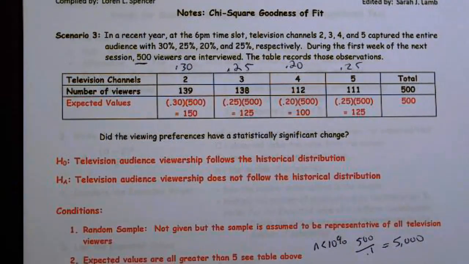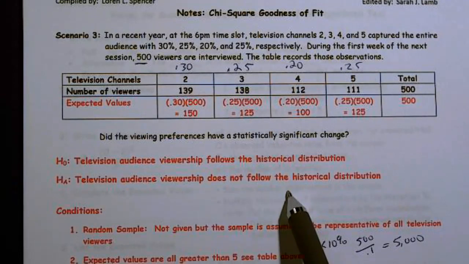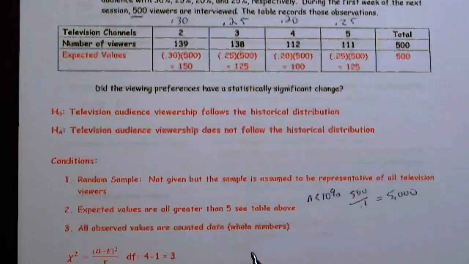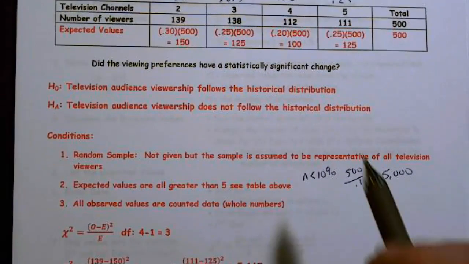The null: television audience viewership follows the historical distribution, or the previous year's. The alternative: television audience viewership does not follow the historical distribution. Conditions: a random sample should have been given. It wasn't, so we're going to assume that it's representative.